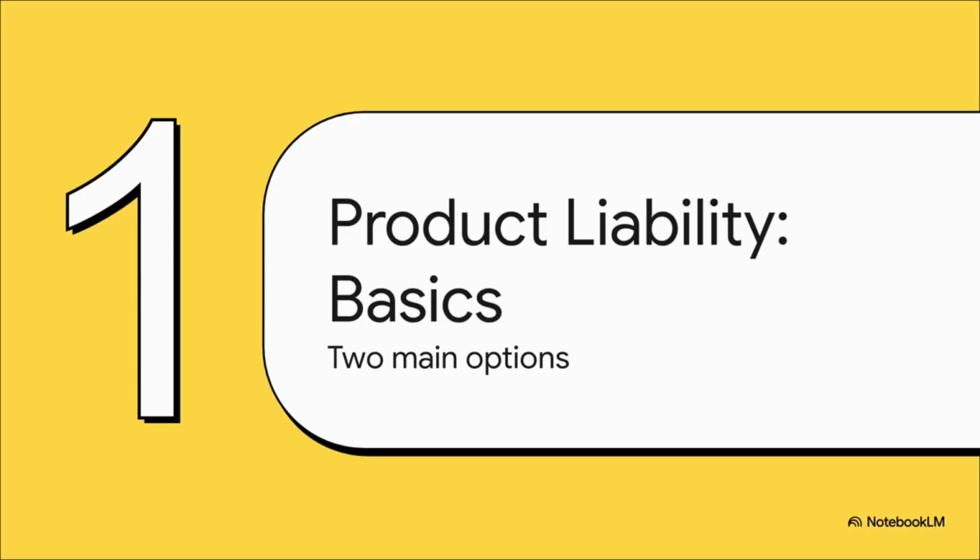At its heart, product liability law is pretty simple. It gives you a way to get compensation when you've been harmed by a faulty product. The tricky part is that there are two different legal paths you can take to do this. Think of it like two different doors to get to the same place, and knowing which one to open is absolutely crucial for the SQE.